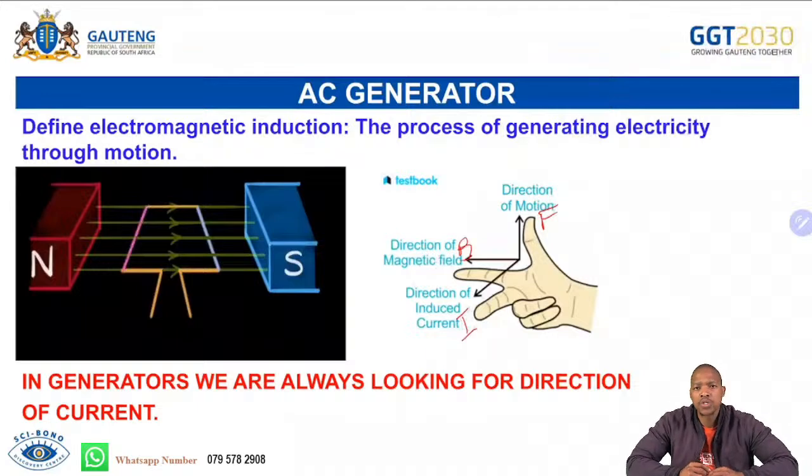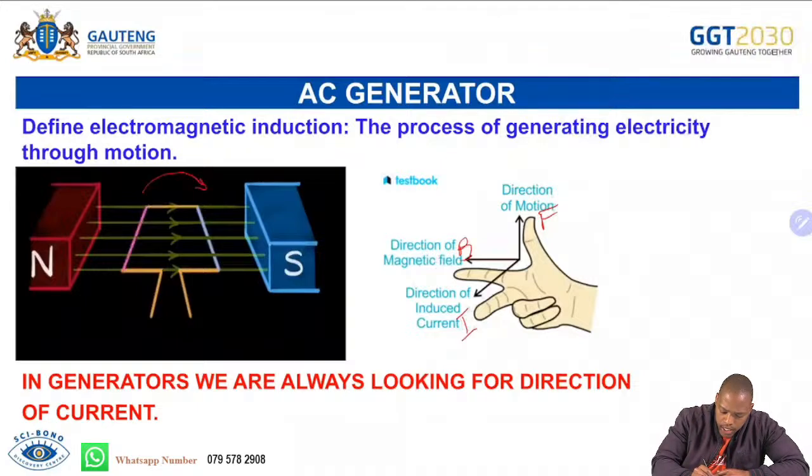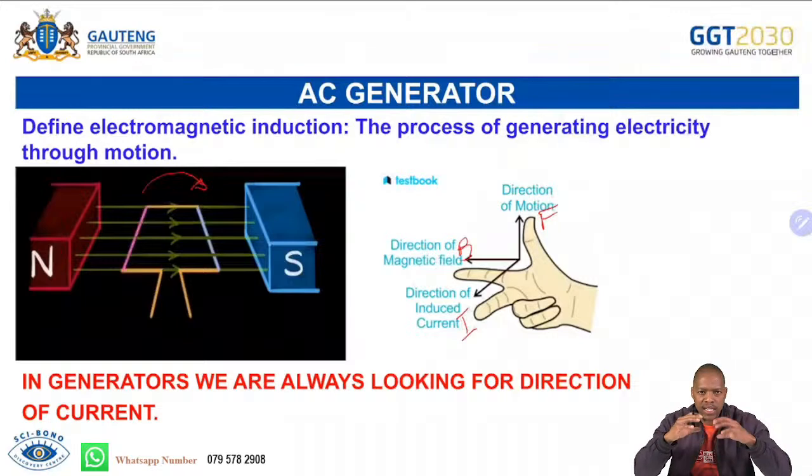So how do we use this right-hand FBI rule to determine the current? Let's say they tell us that this coil is being rotated clockwise like this. We know the direction of the coil, because they have to always tell us the direction of the movement of the coil. In a generator, we'll always know the direction of rotation and the direction of the magnetic field. The only thing that we must determine as learners is the direction of the current.